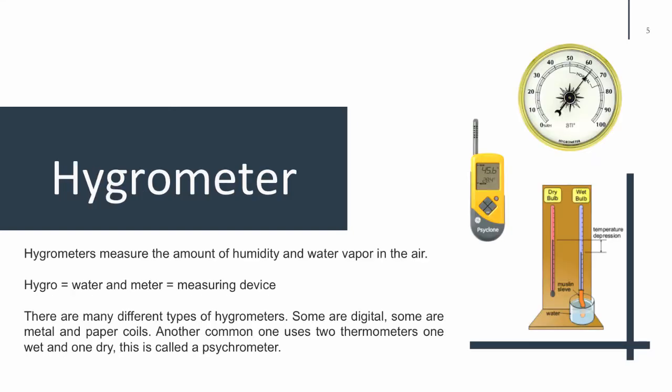The next tool is a hygrometer. Hygrometers are used to measure the amount of humidity or water vapor in the air. A good way to remember hygrometer is hygro is very similar to hydro, which represents water, and meter is a device for measuring. So I have a device for measuring water in the air. There are a ton of different types of hygrometers. We have three different examples here for you. We have a digital kind. The round one is the metal and paper coils. And the one on the bottom with the two thermometers is called a psychrometer. What we have is a dry thermometer and a wet thermometer, and the difference is what we use to indicate the amount of humidity in the air.